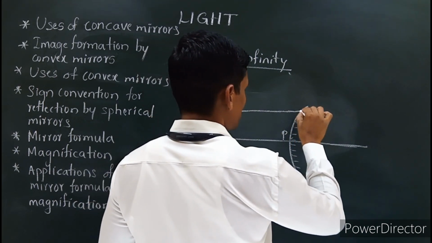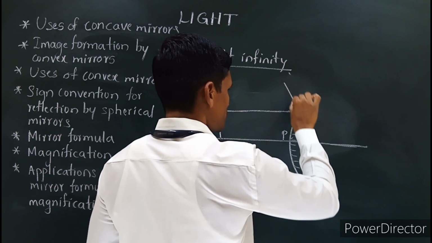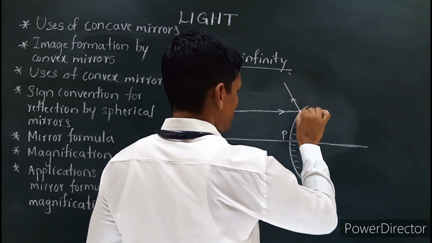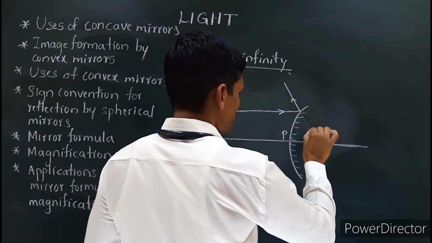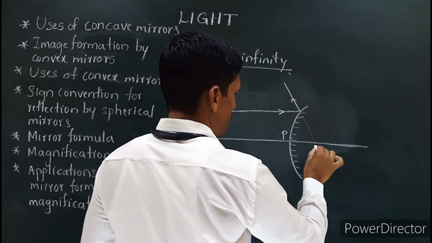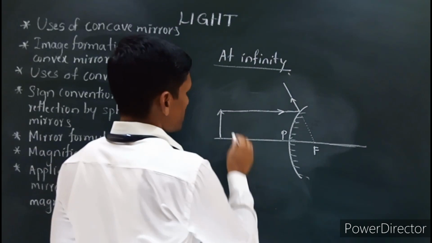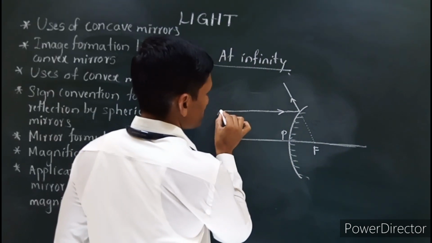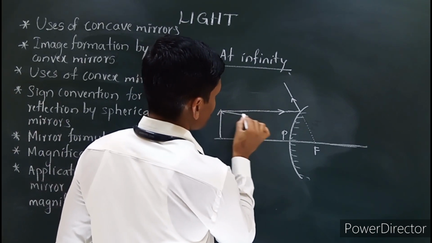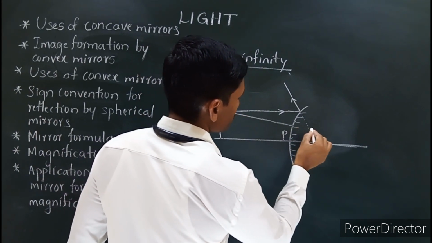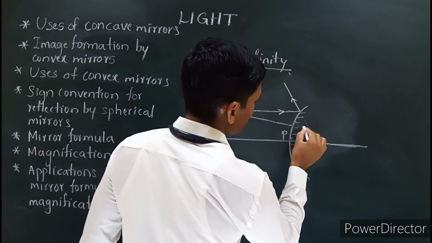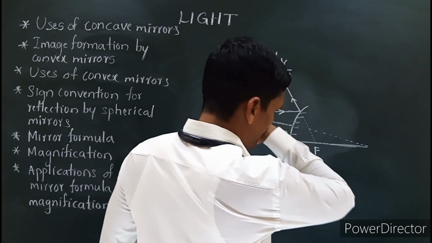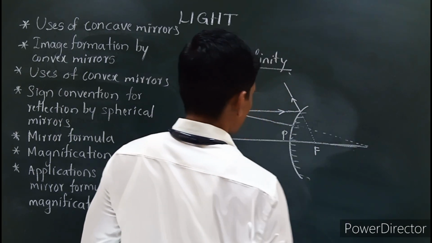After reflection, it gets diverged. When it is diverged, it appears to be diverging from a point on the principal axis, that is called the principal focus. And one more ray we are considering is passing through, or appearing to be passing through, a point on the principal axis called the center of curvature.